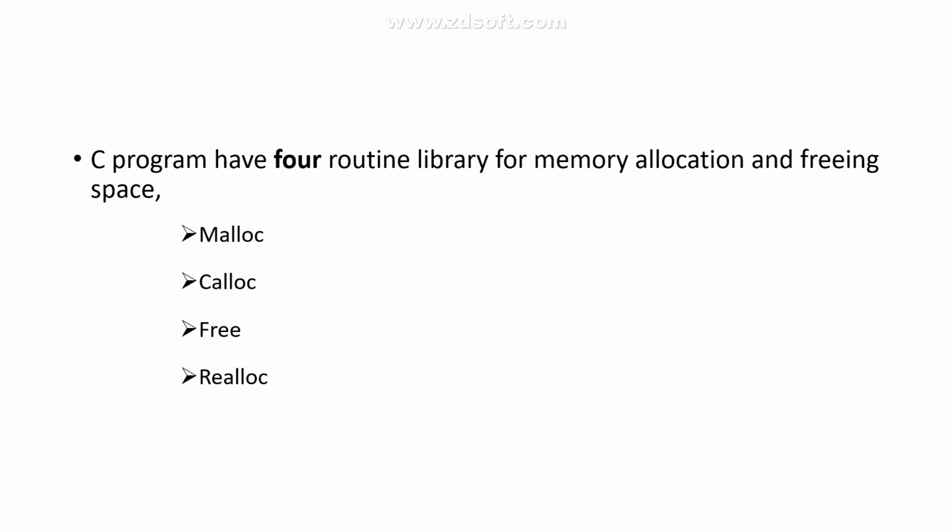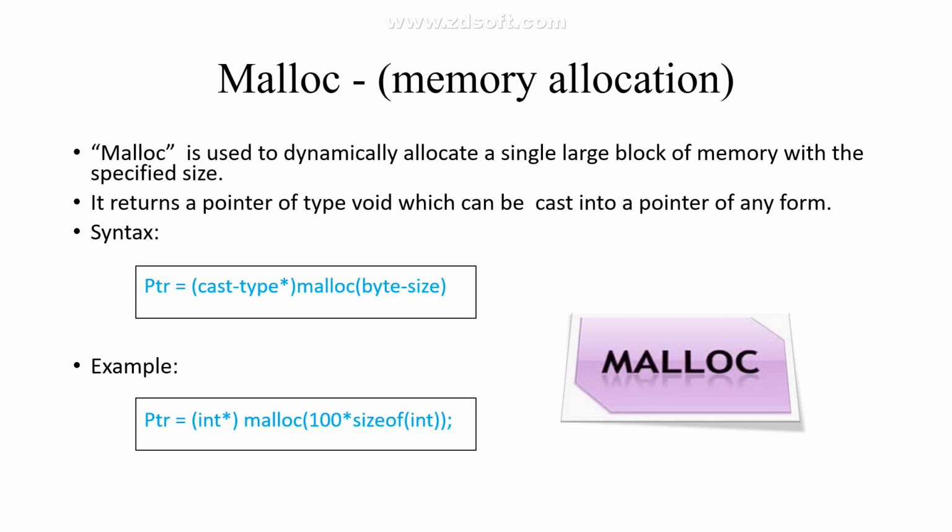C program has a four routine library for memory allocation and free space. First one is malloc, second one is calloc, third one is free, and fourth one is realloc. From this we can consider one by one.